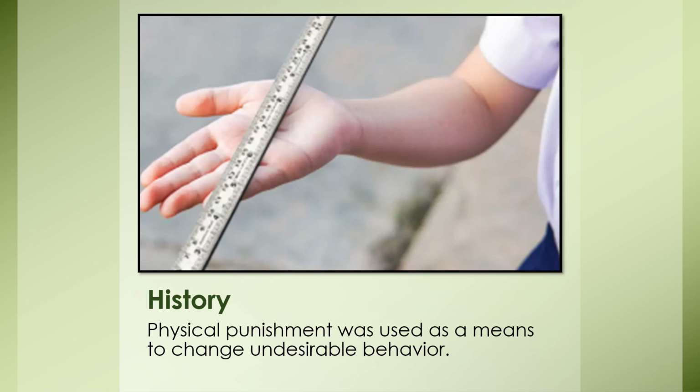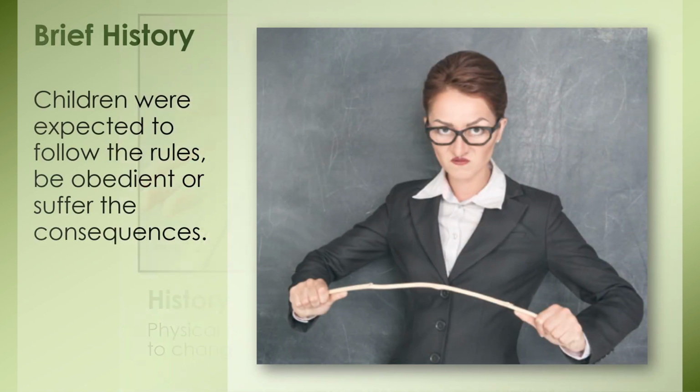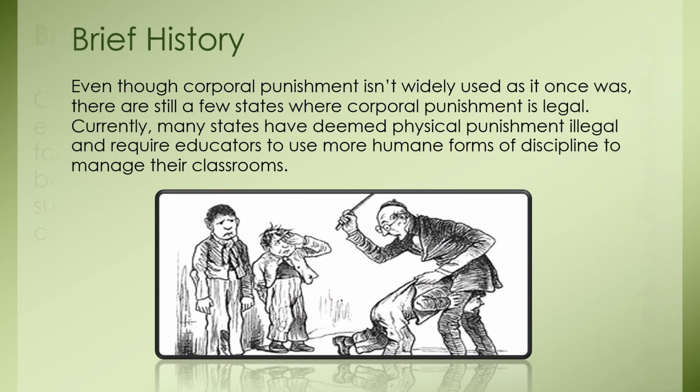Physical punishment was used as a means to change undesirable behavior. Children were expected to follow the rules, be obedient, or suffer the consequences. Even though corporal punishment isn't widely used as it once was, there are still a few states where it is legal. However, many states have deemed corporal punishment as illegal and require educators to use more humane practices to manage their classrooms.